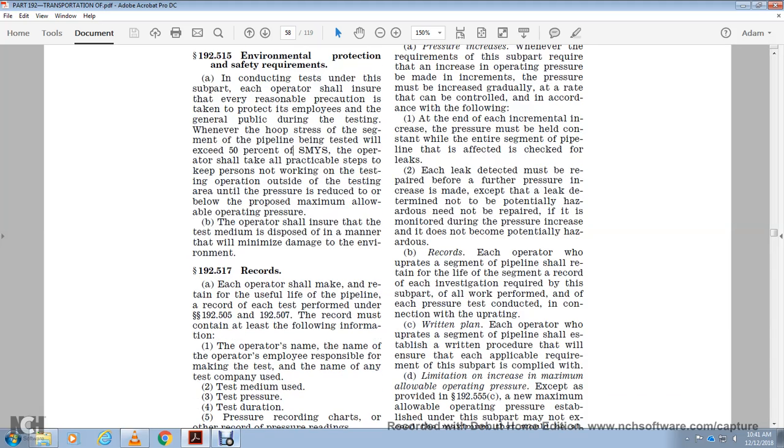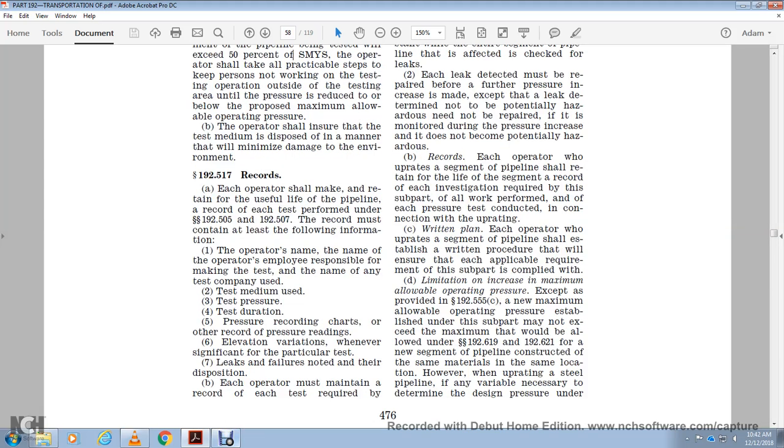Records: each operator who operates a segment of pipeline must retain, for the life of the segment, a record of each investigation required by this subpart and all work performed, including each pressure test conducted in connection with the operating pressure increase. Each operator shall also establish a written procedure to ensure that each of the applicable requirements of the subpart is complied with.